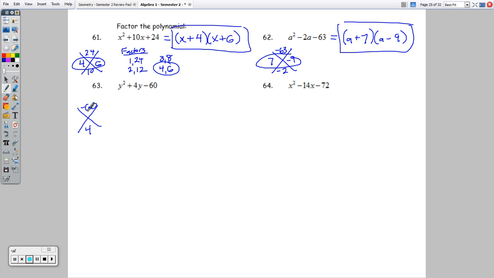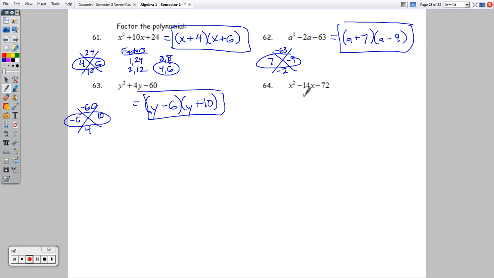For this one, we're looking for the factors of 60 that add together to give you 4. And if you think of 6 and 10, if one of them was negative, that would give you a negative 60 here, but we need them to add to positive 4. So it's got to be the smaller number this time being the negative one. This would be y minus 6 and y plus 10. And remember, the order that you write the factors in could be reversed. So you could write y plus 10 first and then y minus 6.